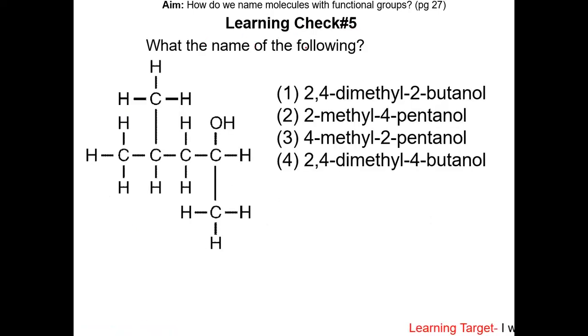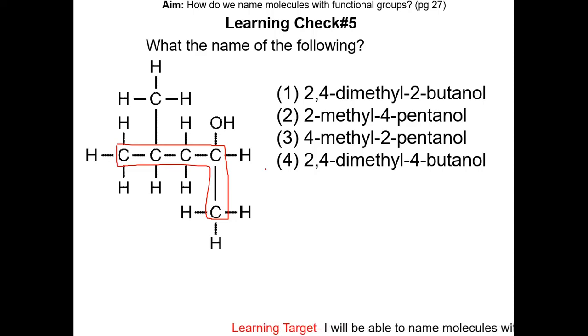Learning check number 5. What is the name of the following? Pause the video. Resume when completed. The first step is to get the parent chain. The parent chain is 5 carbons long. Therefore, it is pent, so choice 1 and choice 4 are wrong. There are 2 groups on the parent chain, an OH group and a methyl group.